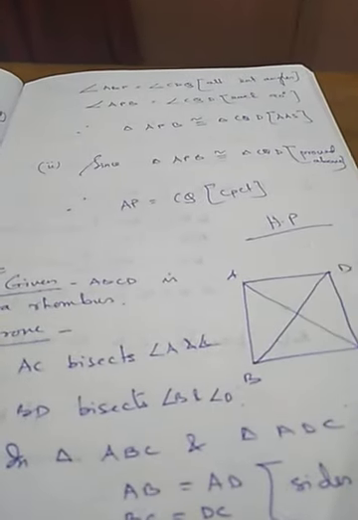Good morning, students. Today I am going to start question number 7 of exercise 8.1. So, what is given that ABCD is a rhombus? ABCD rhombus means what comes to your mind? That all the sides are equal and the diagonals bisect each other perpendicularly.